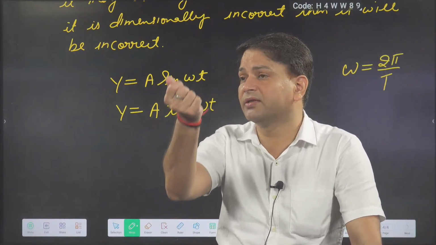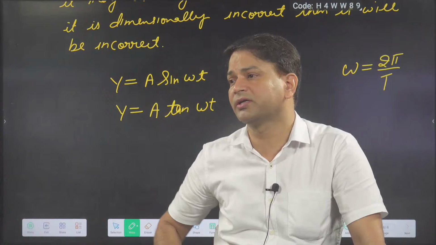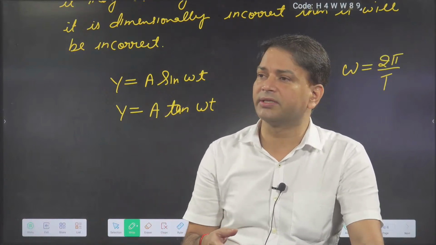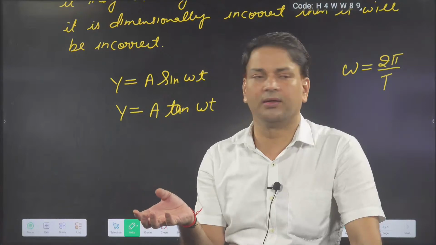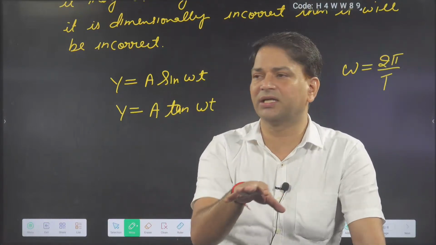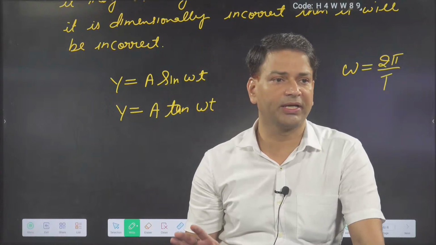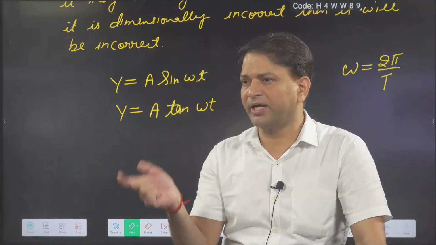How will I verify that sin is there, tan is there, or cot is there? If the equation contains sin theta, tan theta or cot theta, can we verify whether sin theta, cos theta or tan theta is there? We cannot verify. Everybody getting it or not? So what is the limitation here?